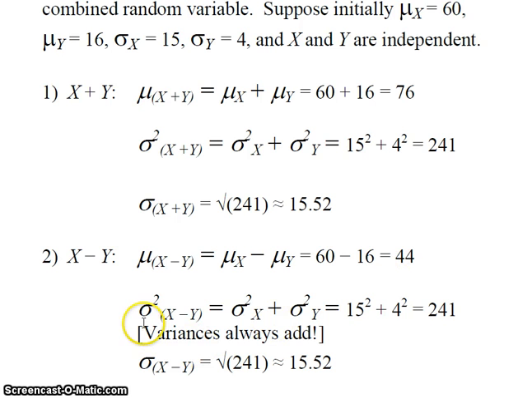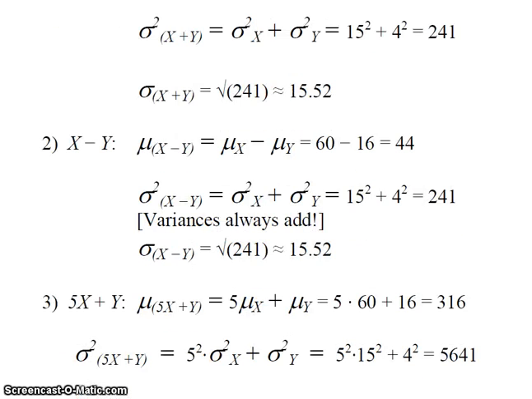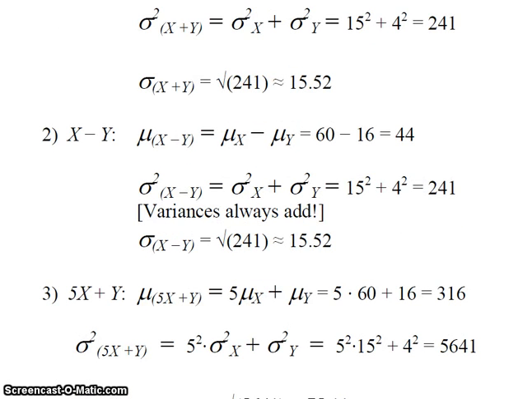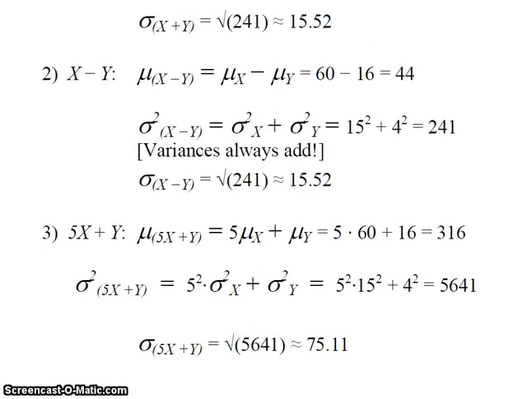The variance of the difference is the sum of the variances. Remember, variances always add, and that would be 15 squared plus 4 squared, which is again 241, same as before. And the standard deviation is the square root of 241, which is again 15.52. So it doesn't matter if you're adding the random variables together or subtracting one from the other. The standard deviation is going to be the same in either case.